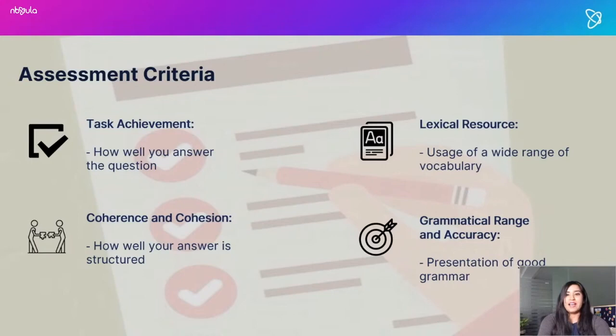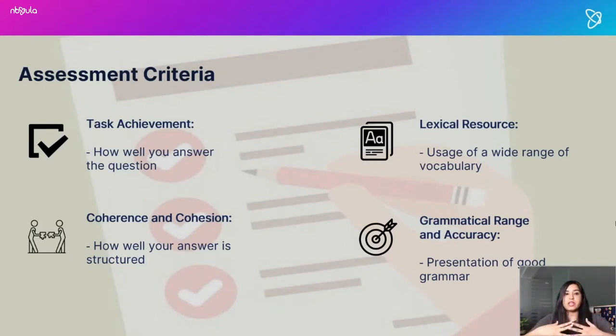Okay, so just have a look at the writing criteria. First of all, we have task achievement, then we have lexical resource, coherence and cohesion, and grammatical range and accuracy. So when you're being assessed, the criteria that the examiner will be looking at would be task achievement. First of all, how well you answer the question, whether you've answered all parts of the question, whether you have put the correct details in, whether you've added the correct information according to the question. Next is your lexical resource, where the examiner will be looking at the wide range of vocabulary that you've used.